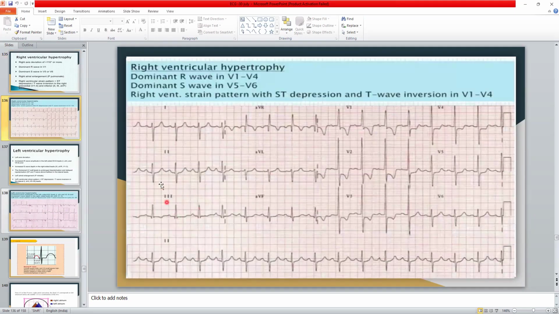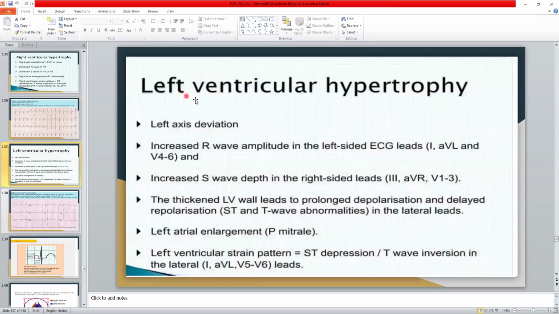You can see here lead 2, lead 3, and AVF. This strain pattern is there. Coming to the left ventricular hypertrophy, there will be left axis deviation and increased R wave amplitude in the left-sided leads, that is lead 1, AVL, and V4 to V6, and increased S wave depth in the right-sided leads, lead 3, AVR, and V1 to V3.